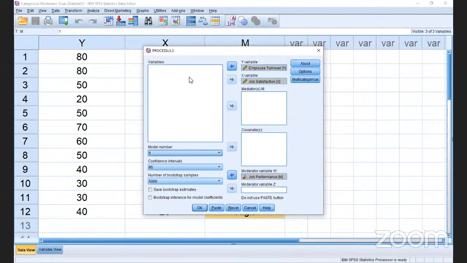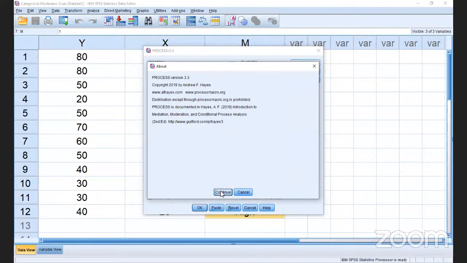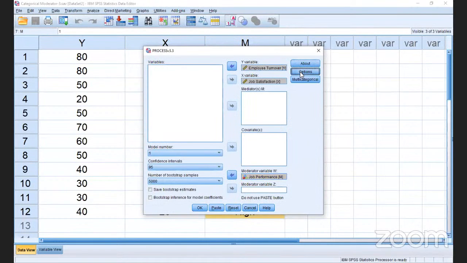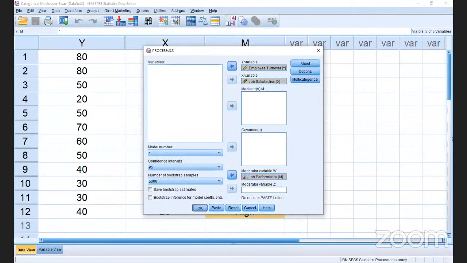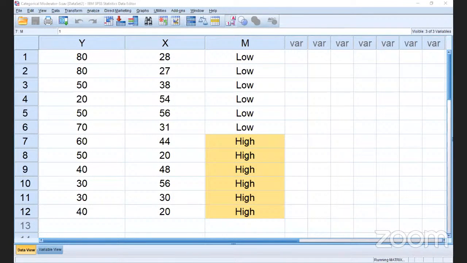After transferring all three variables, there is no need to change anything in the options, and no need for multi-categorical, and then click OK. I am sharing the output. This is the output.